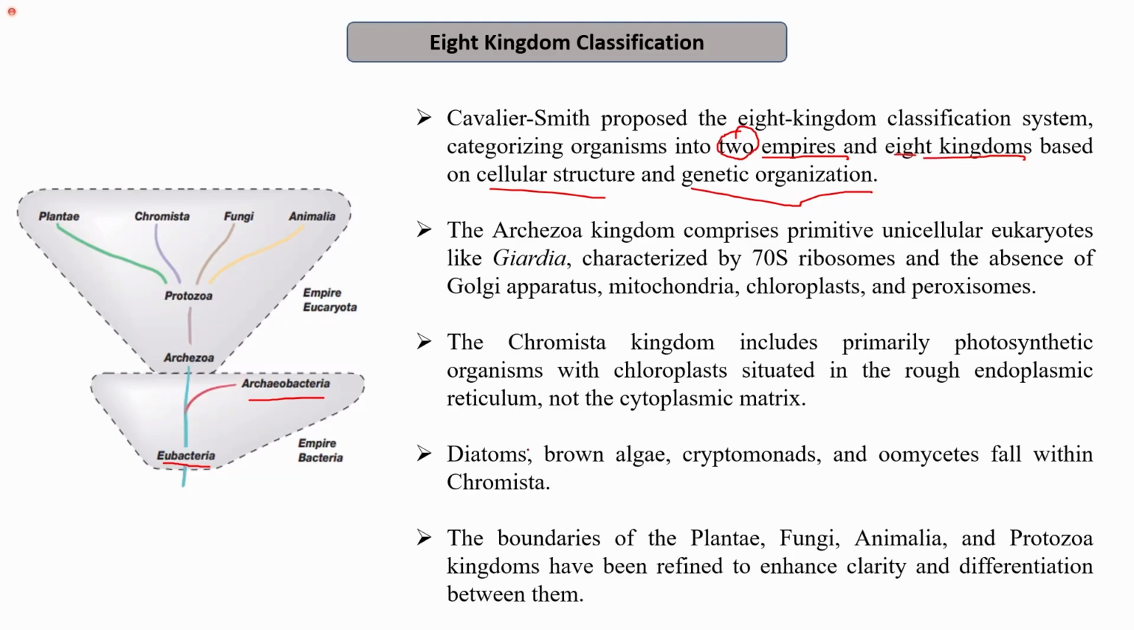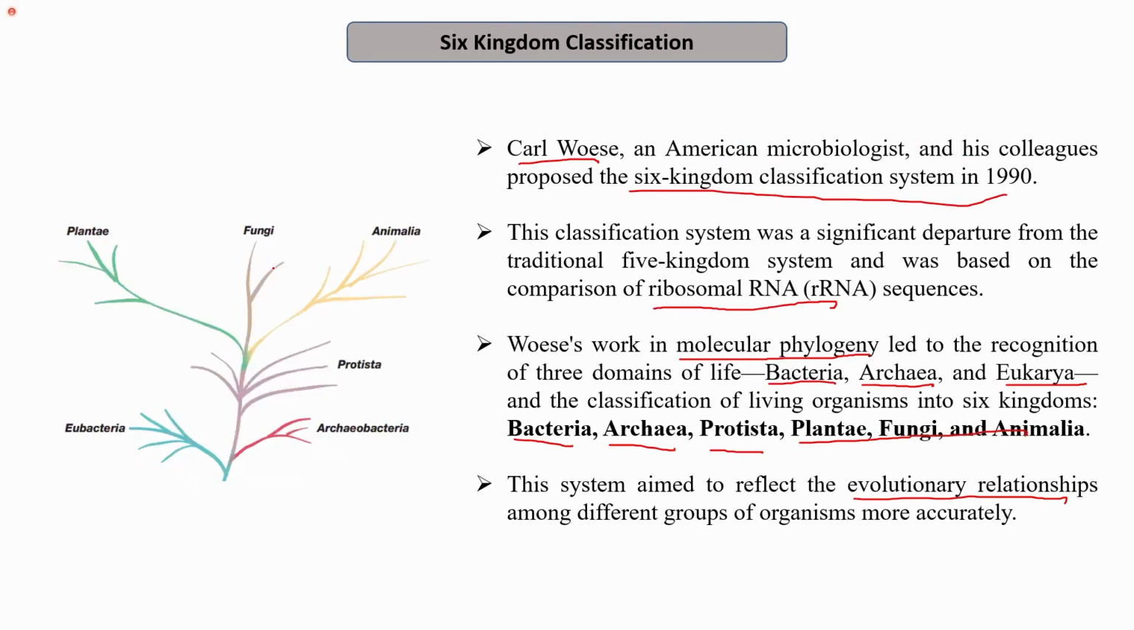So the empire bacteria, as I mentioned, was divided into 2 groups, eubacteria and archaebacteria. And the empire eukaryota was divided into the 6 kingdoms, which are archezoa, protozoa, kingdom plantae, kingdom chromista, kingdom fungi, and kingdom animalia. So in this, we can see that in the earlier classification, there was a term which was used as kingdom protista.